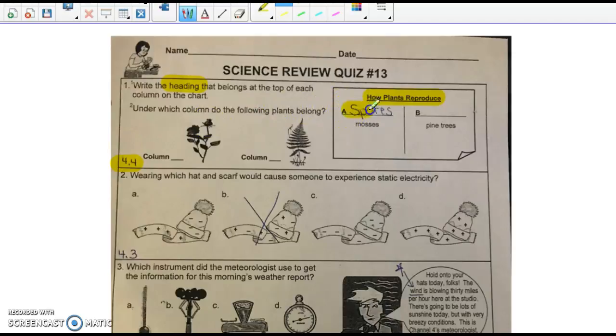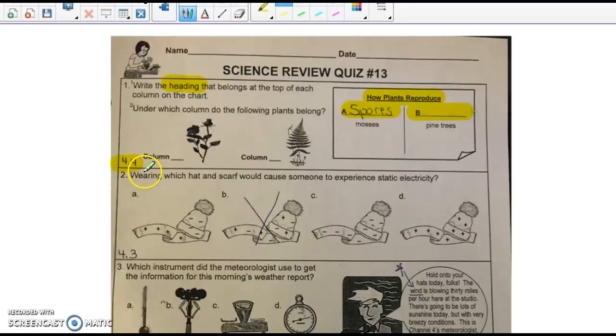The first type is going to have spores. You need to figure out what the other type has. An example of a plant that reproduces with spores is a moss or mosses. Pine trees are an example of the other type. So you need to go look and see what's the other way that plants reproduce. And then you need to figure out which these go under. Under which column do the following plants belong? Are they going to be spores or the other one? This is a rose plant, which is just a normal plant. This is a fern. So figure out if it's column A, spores, or column B, whatever it was you found.